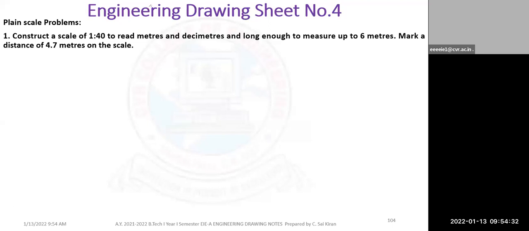In this problem, they have asked to construct a scale of 1:40. So you need to know what is meant by 1:40, which can read meters and decimeters. 1 meter equals 10 decimeters, because yesterday we discussed that a decade is nothing but 10 years. So 1 meter can be divided into 10 equal parts, and the scale should be long enough to measure 6 meters.